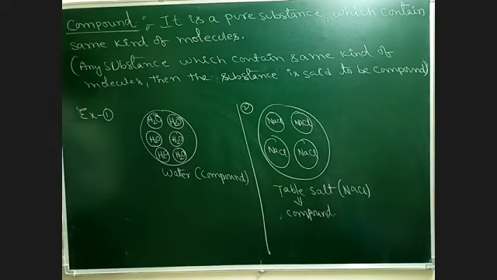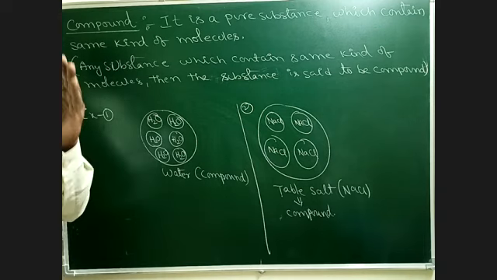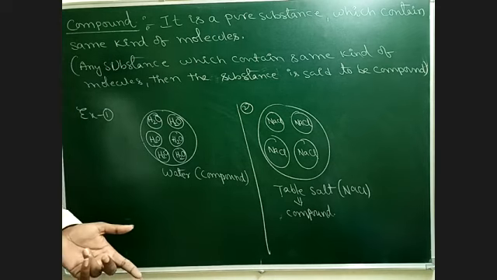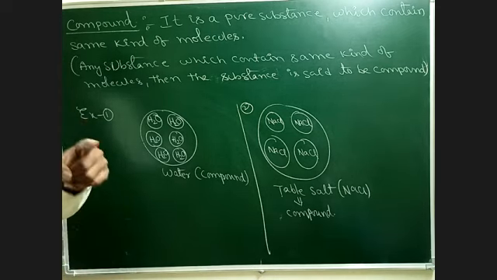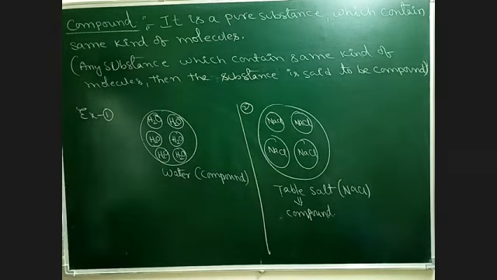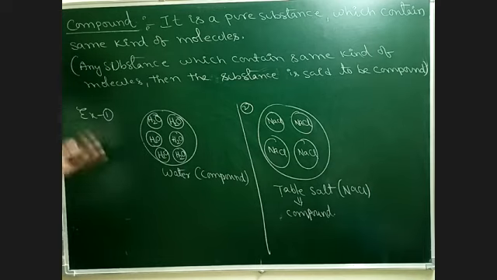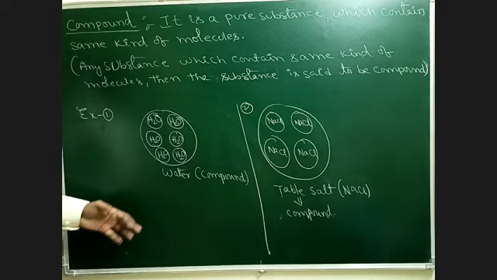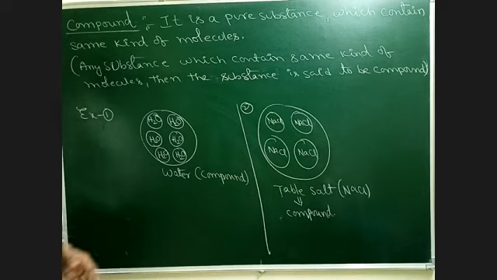I hope you understood the difference between element and compound. In element, the same kind of atoms, whereas in compound, the same kind of molecules. If you want, I will give one more set of different examples for elements and compounds. Please take a screenshot or pause it and then write.